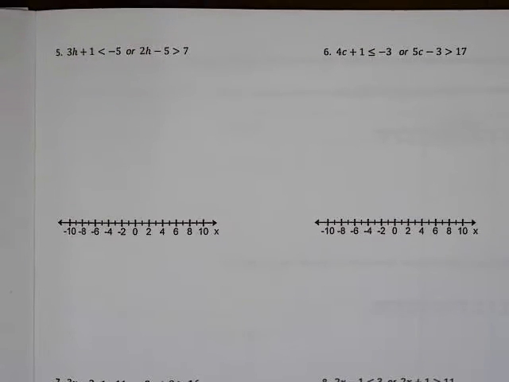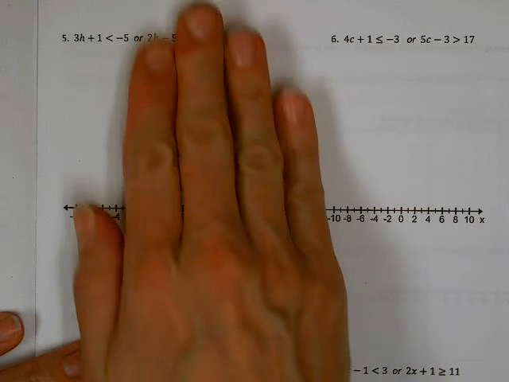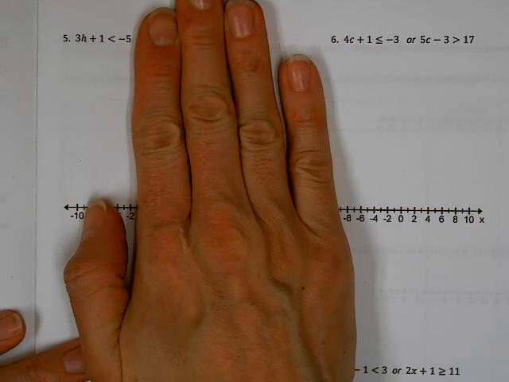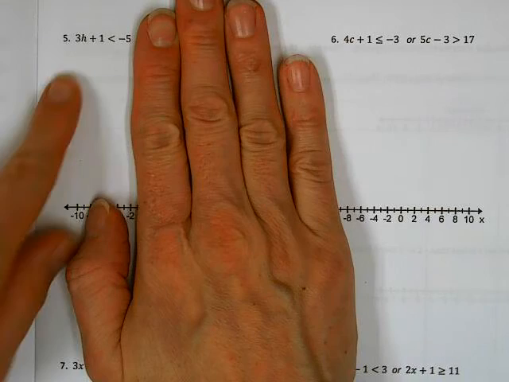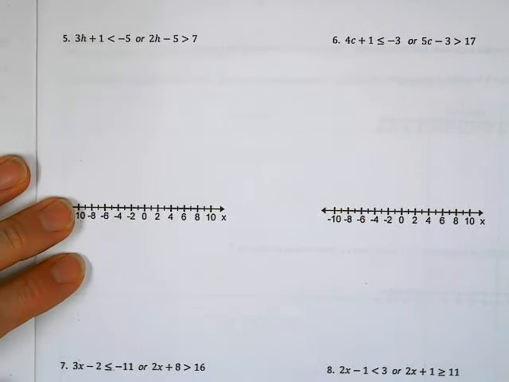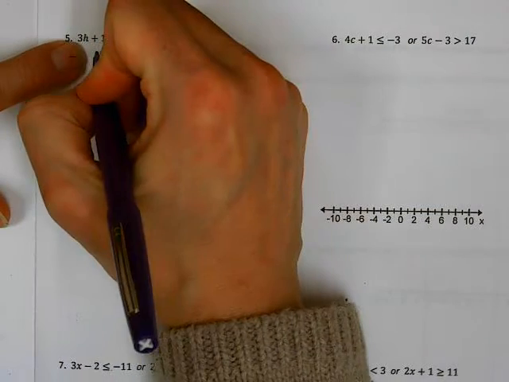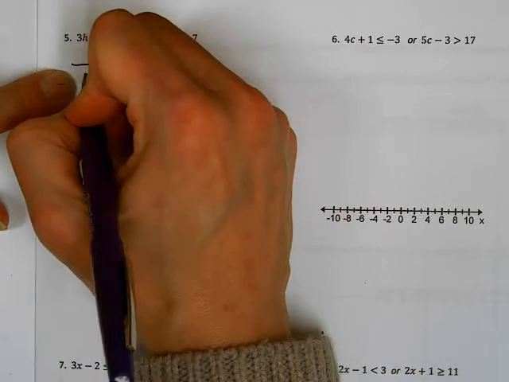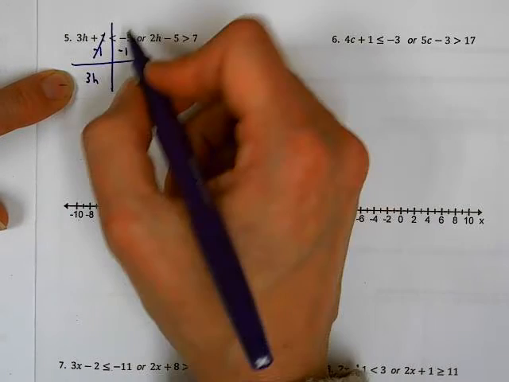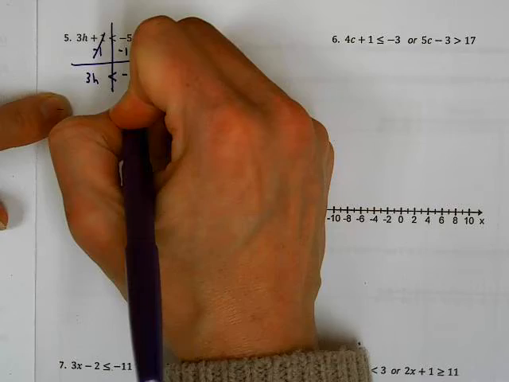ORs are actually really simple because basically we're just solving two separate simple inequalities. So for the first one, I just ignore this other inequality. We don't even need to look at that for right now. We're just going to focus on our 3h plus 1 is less than -5. So I'm going to draw my line. I'm going to subtract 1 from both sides. When I do that, I just have 3h left. I have a less than, and -5 minus 1 is a -6.